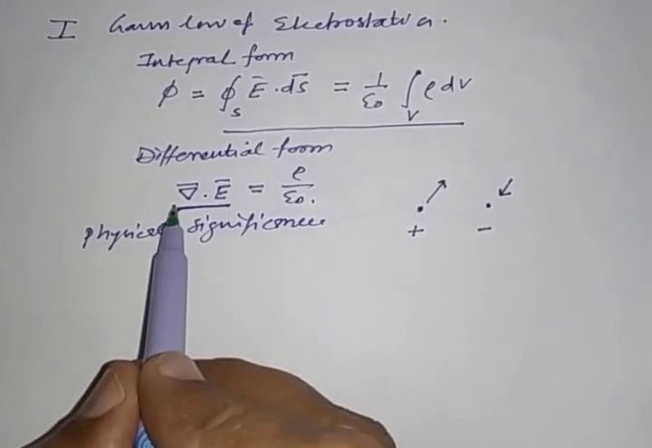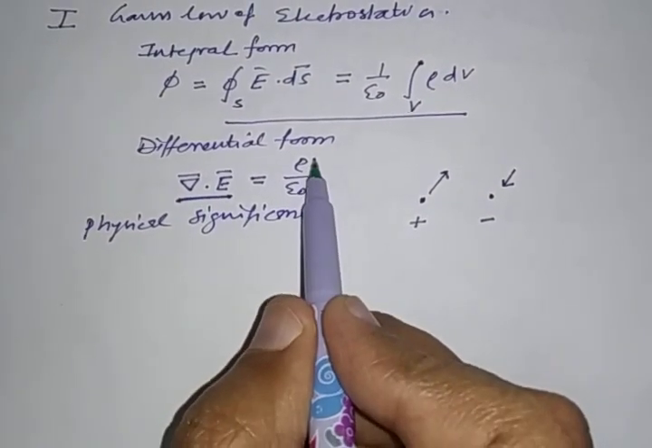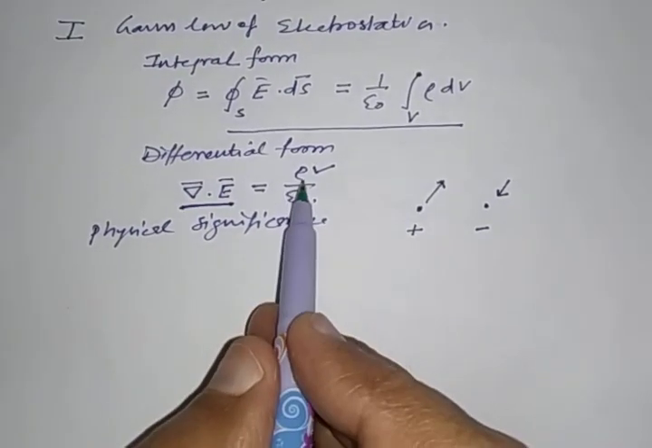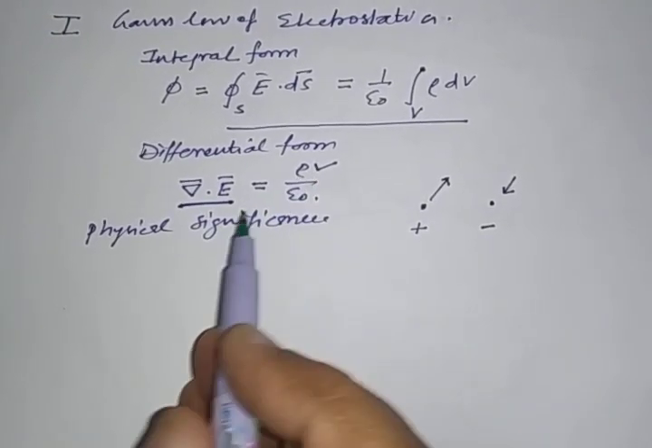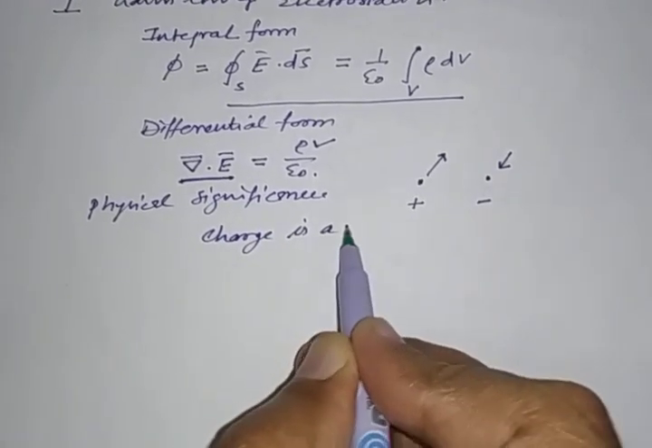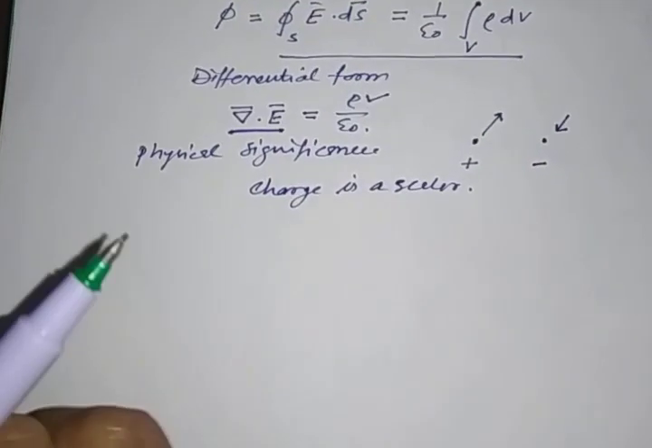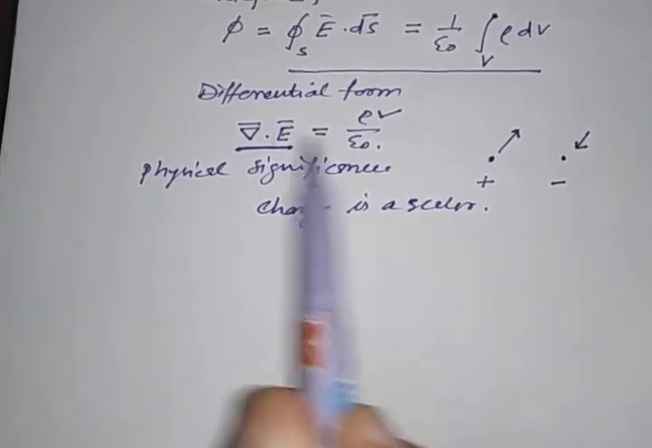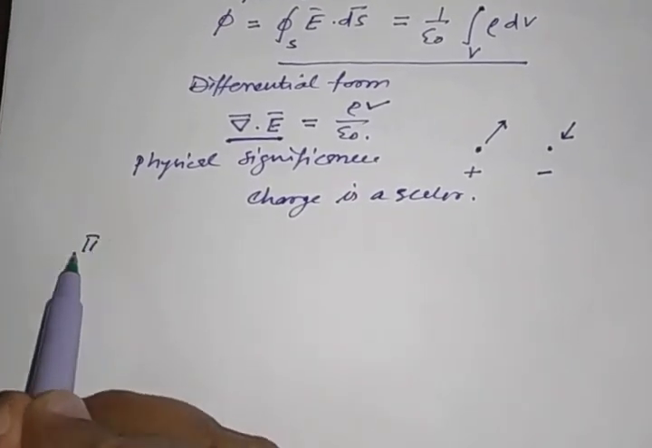So based on the fact that the left hand side represents the divergence of the electric field, the right hand side charge density nature can be determined. So charge density can be positive or negative, or we can say the charge is a scalar quantity over here. So that's the main physical significance over here, that we can determine the nature of the charge based on the divergence of electric field.